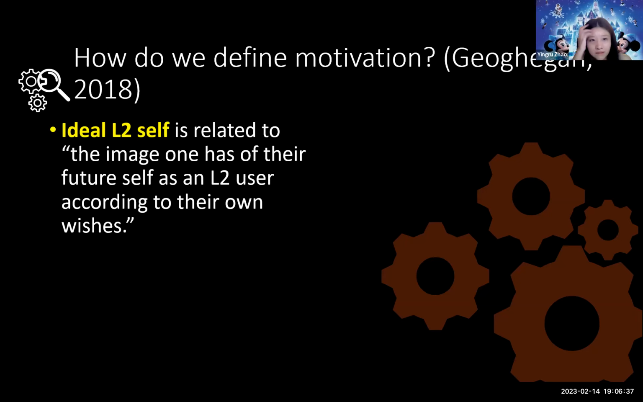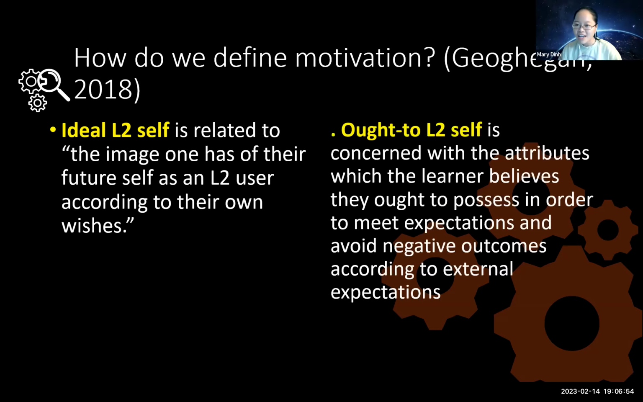Yeah, the ideal second language self is related to the image one has of their future self as a second language user according to their own wishes. Yeah, so it's their self-perception of what they wish to become. And the second one is called the ought-to second language self. Jingkao, can you please help me with the definition?